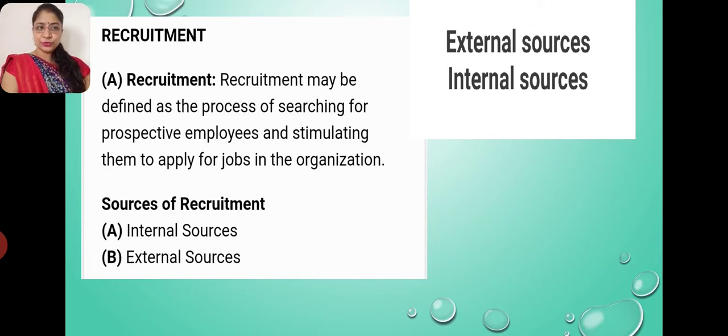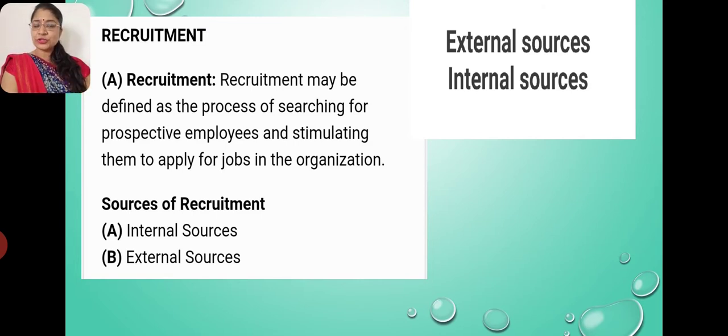Now what is recruitment? We can define it as the process of searching the prospective employees and encouraging them to apply for the jobs in the organization. Very simple, searching the prospective employees and encouraging them to apply in the organization. Now there are two sources through which we can encourage the employees to apply in the organization. Number one is internal source and number two is external source.